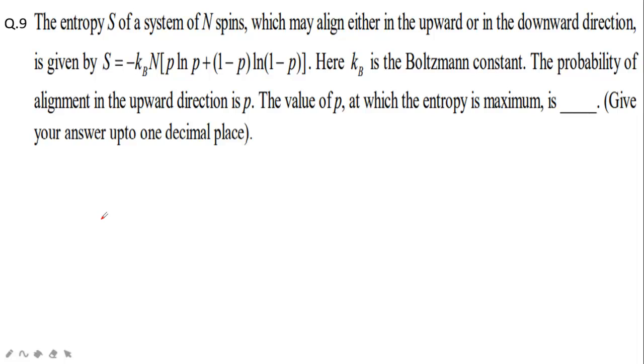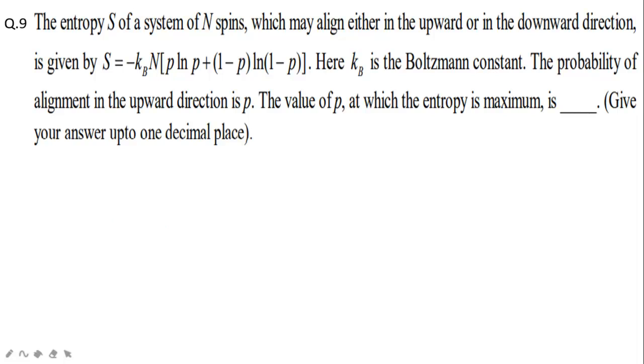Okay, moving ahead, question number 9 is here. The entropy S of a system of n spins which may align either in the upward or in the downward direction is given by S equals minus KB n [P ln P plus (1 minus P) ln (1 minus P)]. Here KB is the Boltzmann constant. The probability of alignment in the upward direction is P. The value of P at which the entropy is maximum is.